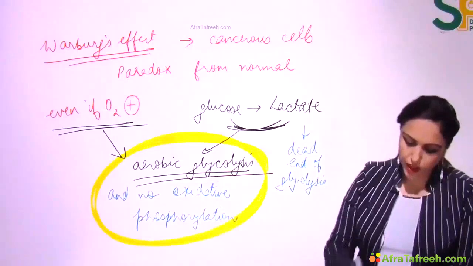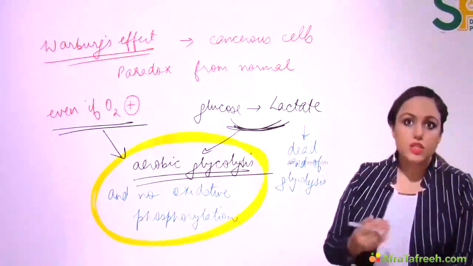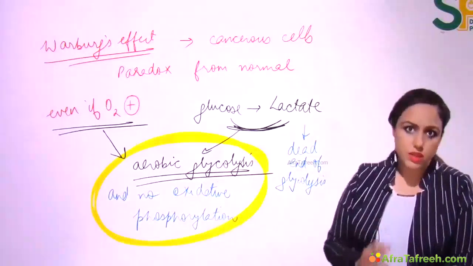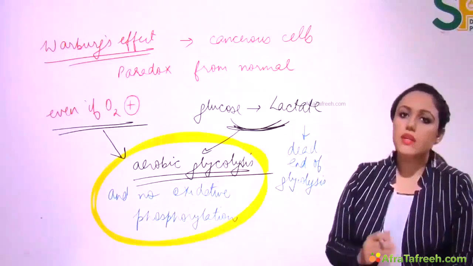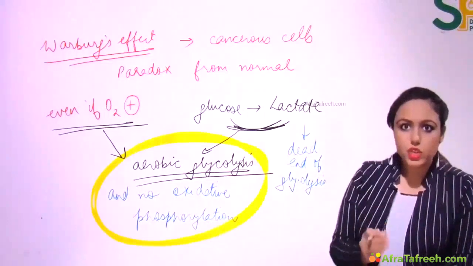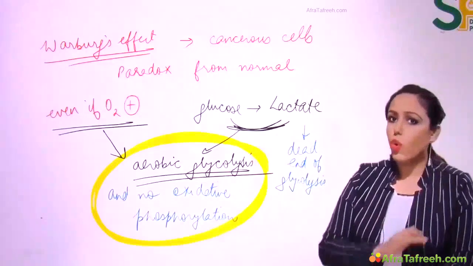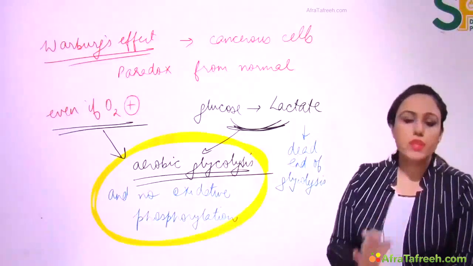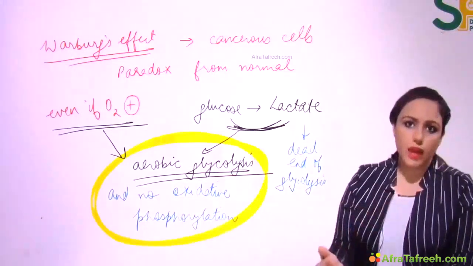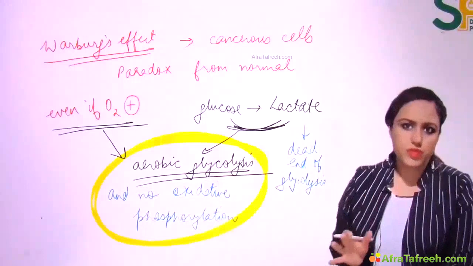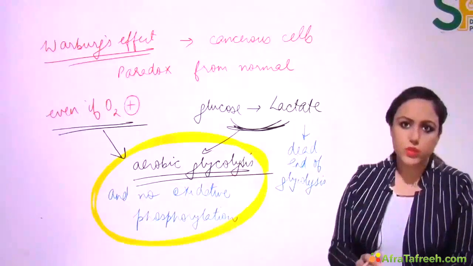So in short, Warburg's effect is aerobic glycolysis and no oxidative phosphorylation, meaning this glucose is not entering into ETC in this cell, right? So can I say that in cancerous cells, each glucose is just giving 2 ATPs? Whether oxygen is present or not, Warburg's effect says that glucose is going to form lactate and only 2 ATPs will be obtained from this glucose.